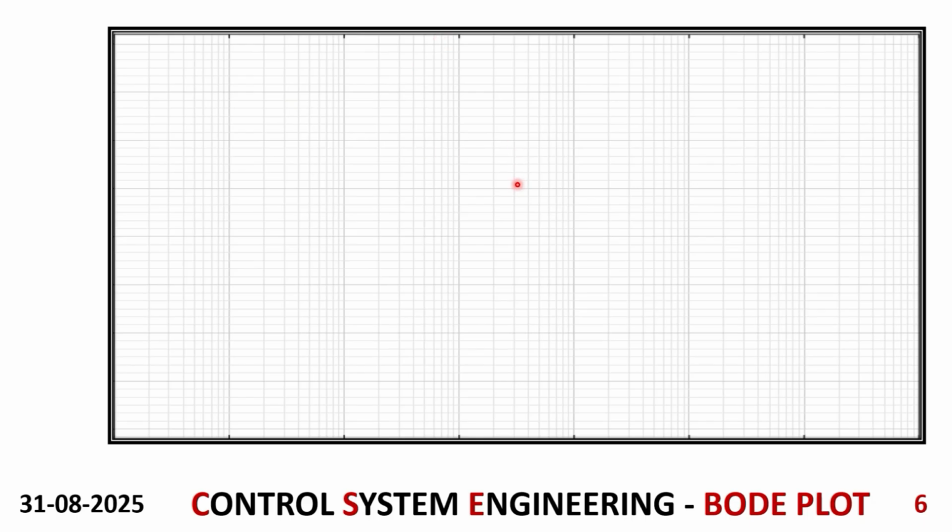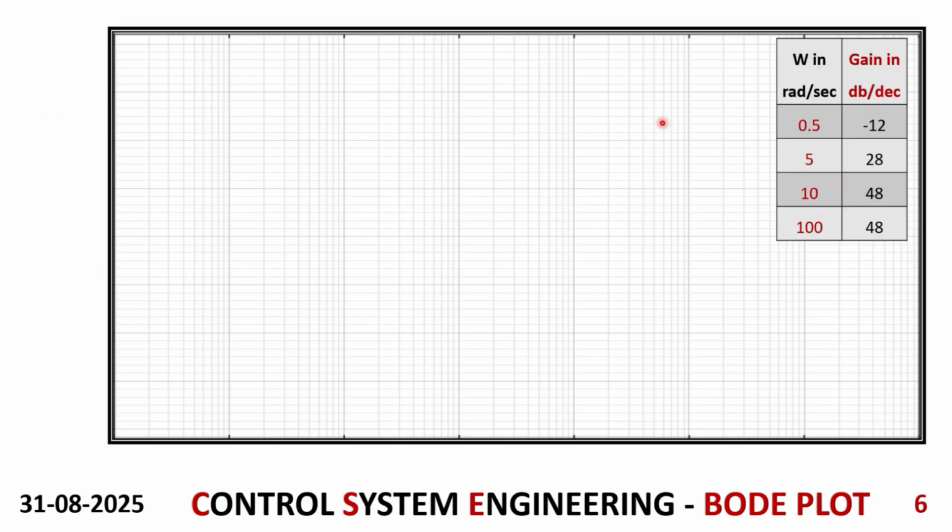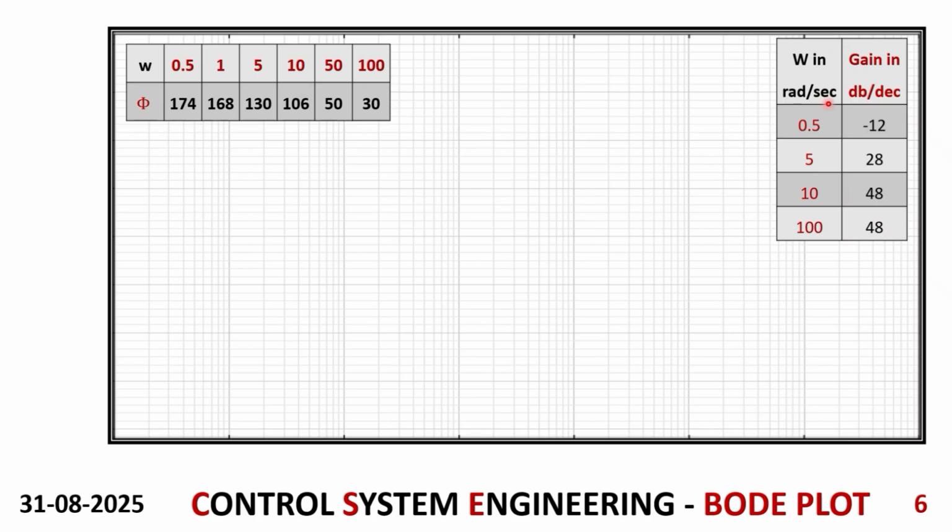Now we'll see how to sketch the Bode plot using the semilog sheet from the data you obtained for the magnitude plot as well as the phase plot. Omega in radian per second, we have taken the data as 0.5, 5, 10 and 100. The corresponding calculation we got as minus 12, 28, 48 and 48. The various values of the omegas are given and the corresponding phase is also given.